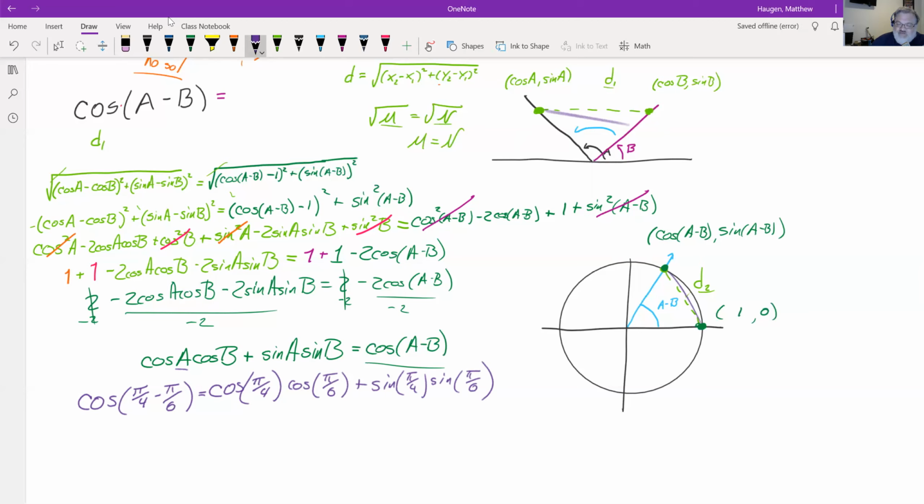And the nice thing is each of those we know. We know what the cosine of pi over 4 is. It's the square root of 2 over 2. We know what the cosine of pi over 6 is. It's the square root of 3 over 2. Plus, we know what the sine of pi over 4 is. It's another square root of 2 over 2. We know what the sine of pi over 6 is. That's a 1/2. So how about square root of 6 over 4 plus square root of 2 over 4? So this thing equals the square root of 6 plus the square root of 2 all over 4.